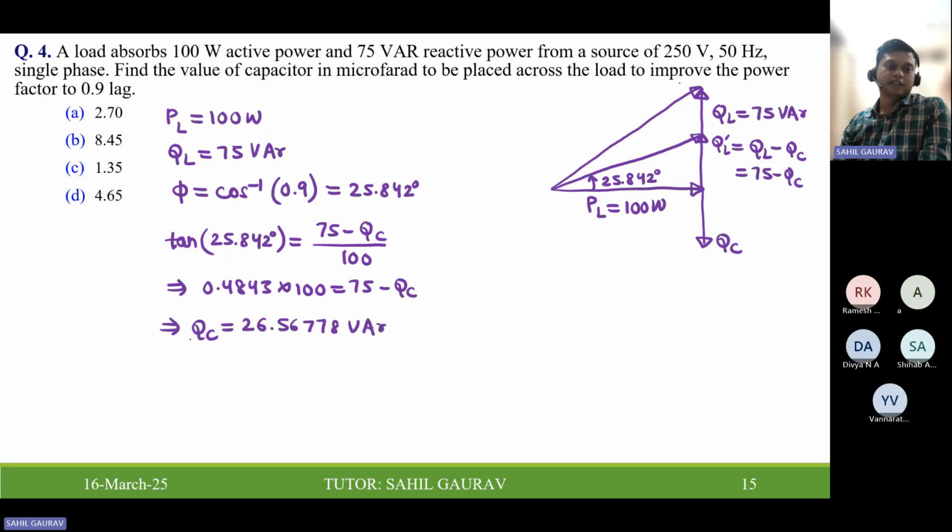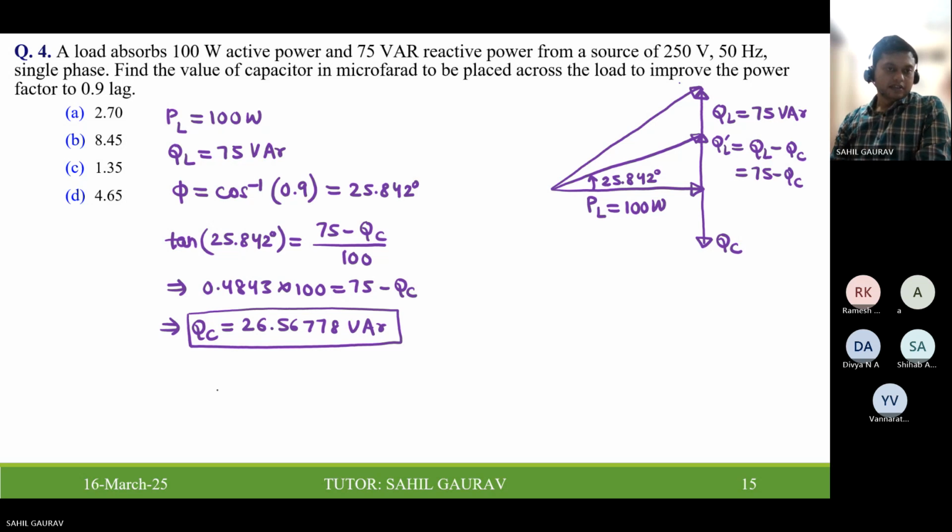Here don't get confused that QC is coming positive, because we have considered QC in this direction. That's why QC is coming positive. But the lagging reactive power being supplied by this capacitor, the magnitude will be the same. Understanding is more important than this. We know that reactive power QC can be written as V square upon XC. If you had assumed this QC in the upward direction, then this QC would come as negative.